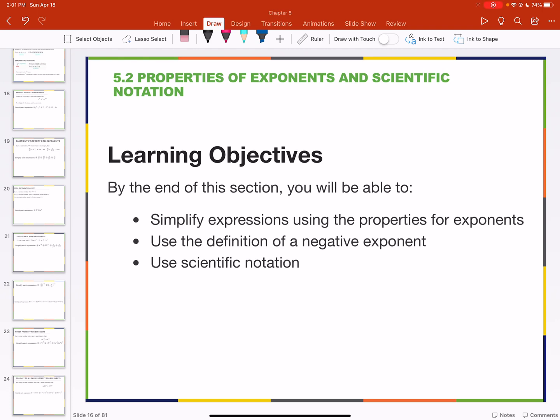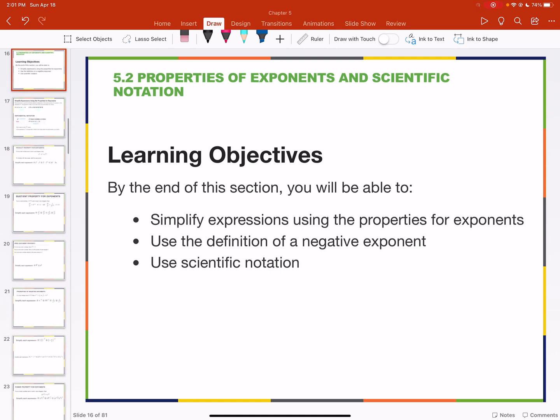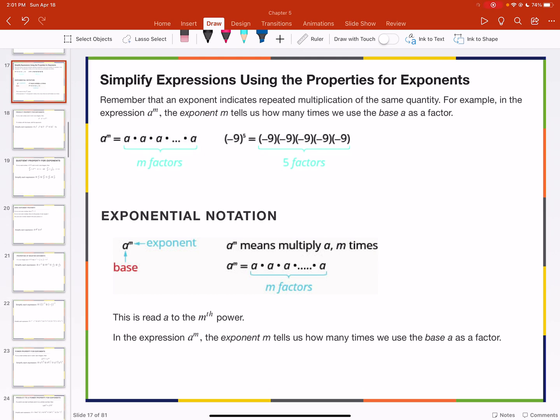Hello, welcome to section 5.2, where we're going to talk about properties of exponents and scientific notation. Super exciting. So buckle your seatbelts. Okay, so first of all, let's talk about what an exponent is.